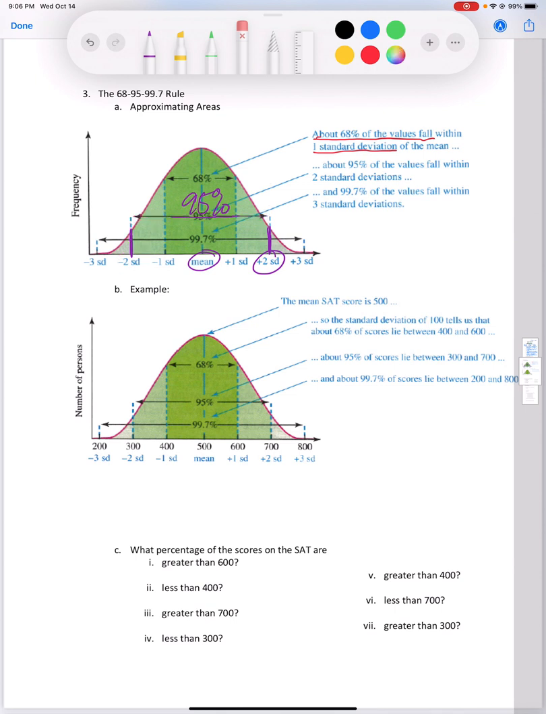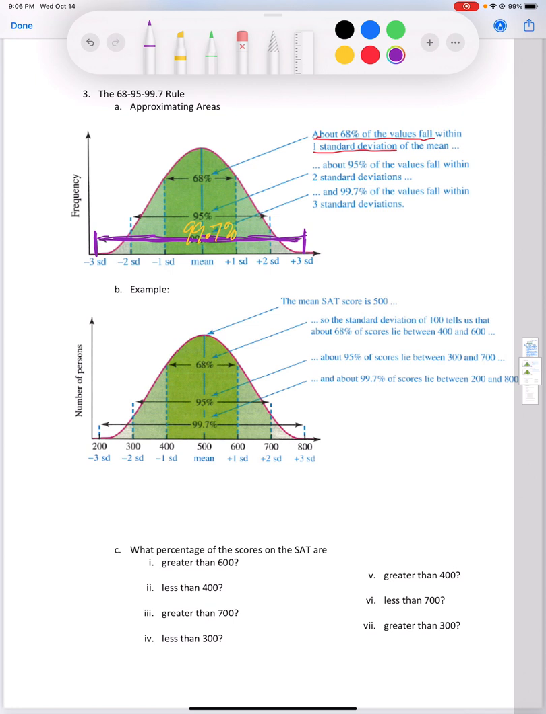And when we go to 3 standard deviations above and below the mean, we're at 99.7% of the data. We cover 99.7% of the data. Okay. When we do this, 3 standard deviations below, 3 standard deviations above, so we're within 3 standard deviations. So that's pretty much all the data.